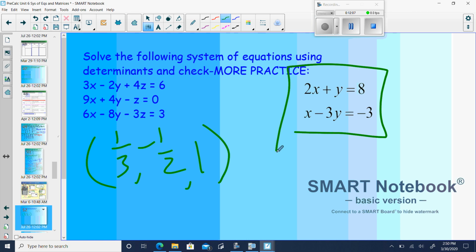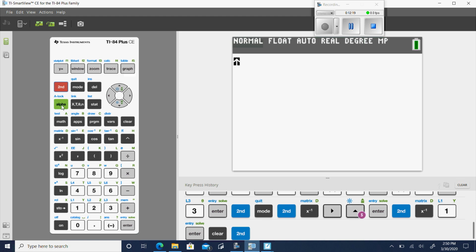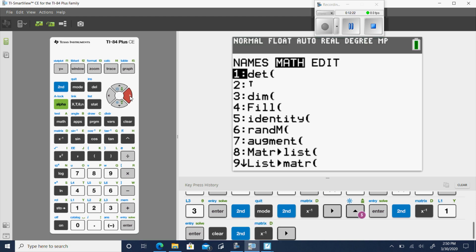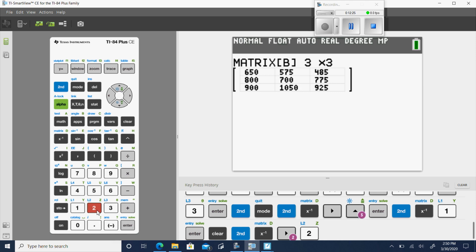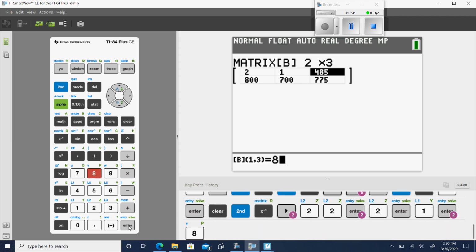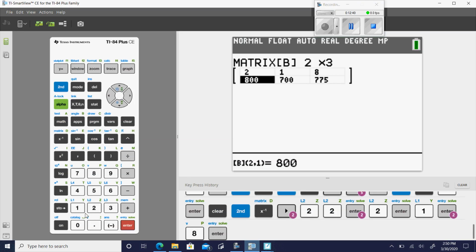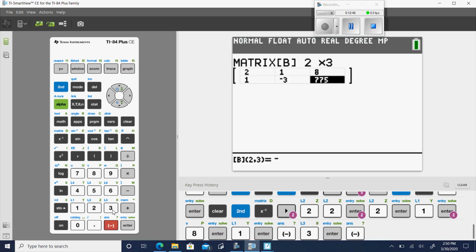Okay, what about this one in the calculator? For this one, we want a 2 by 3. I know you can do this with determinants, but I just want to show you calculator stuff right now. So let's do a 2 by 3. We're going to edit B, and I want B to be a 2 by 3. And I want 2, enter, 1, enter, 8, enter. And we want 1, -3, -3. So 1, enter, -3, enter, -3, enter. Boom.